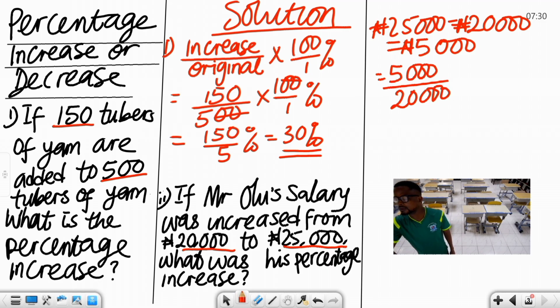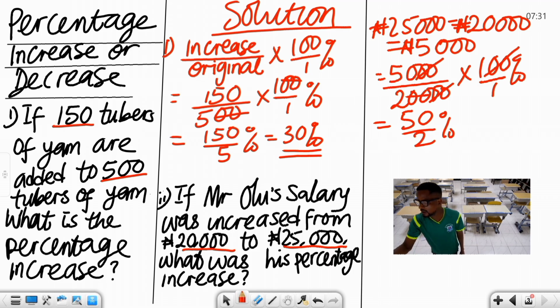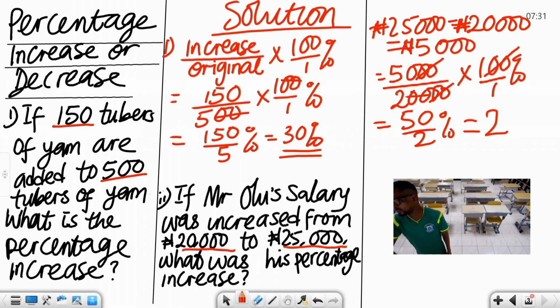And as I said, the increase, that is 5,000 over the original, that is the initial, 20,000, multiplied by 100 over 1%. So how do we go about it? It's actually simple. 2 zeros here. We take away the 2 zeros here, 2 zeros here. So we are left with 50 over 2%. And 50 over 2% is going to give us 25%.